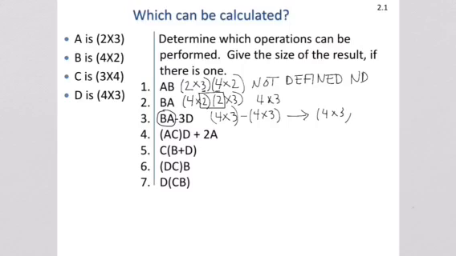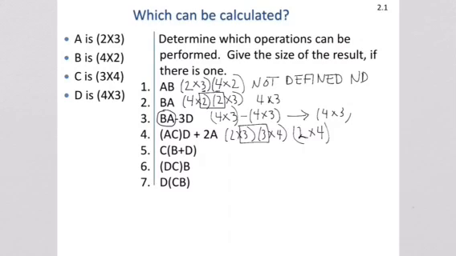For number 4, A times C. Now AC, there's parentheses around that, so we would try that first. So AC, let's see. Hold on one second. Let me just fix that up a little bit. Okay, so A is 2 by 3. And C is 3 by 4. So the multiplication is defined, and the result of A times C would be 2 by 4, not 2 times 4, 2 by 4, 2 rows, 4 columns.